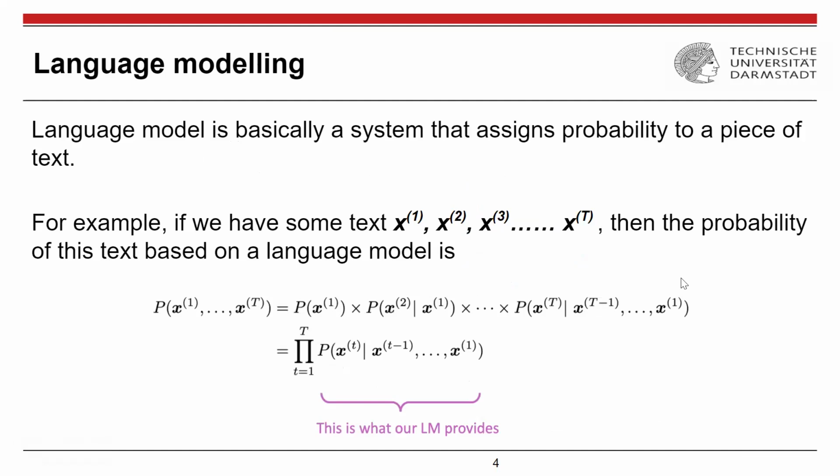Now, how is it practically done? Basically, you have a series of text. You have a corpus where you have a series of words present in this particular corpus. So you need to compute the probability that your corpus has the words x1 to xt. The joint distribution from x1 to xt can be broken up into all these conditional distributions.